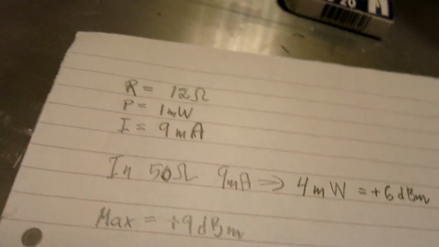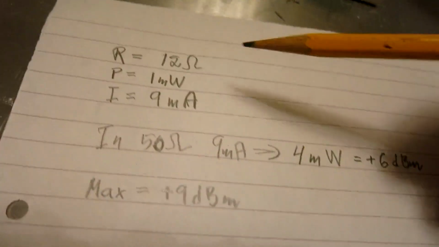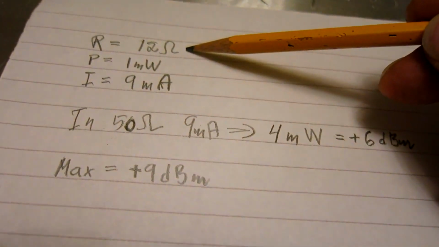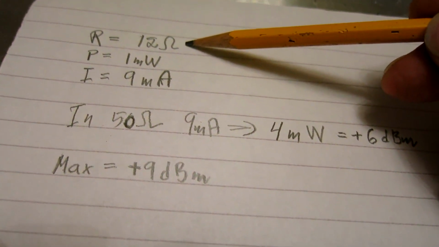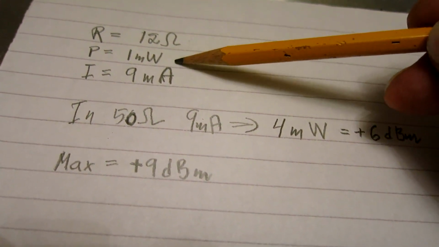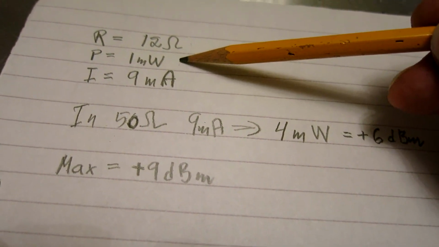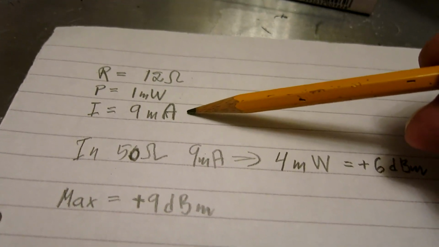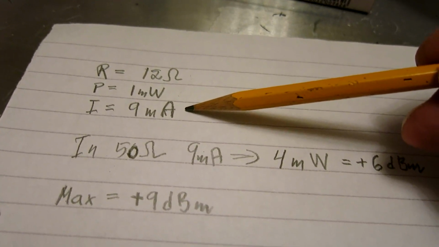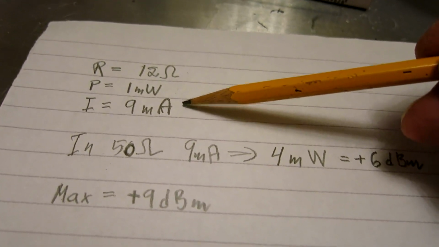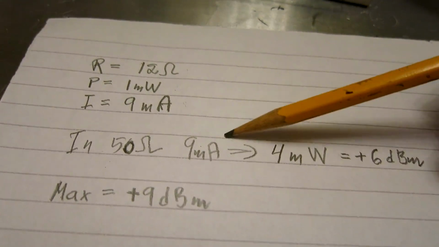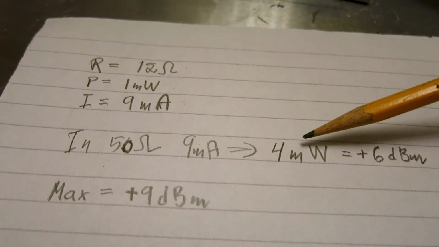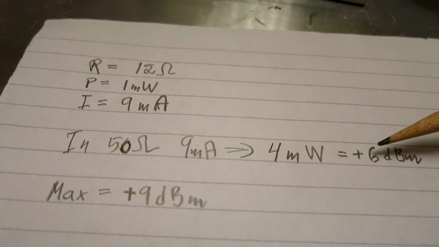The typical series resistance of these crystals on series resonance is 12 ohms or lower. They are rated 1 milliwatt drive level maximum, which means that the maximum current they could take is 9 milliamps. It means that in 50 ohms, 9 milliamps would give 4 milliwatts, and that's plus 6 dBm.